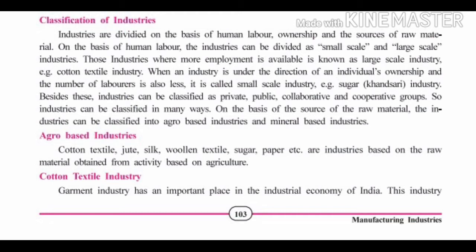Second is on the basis of ownership. Industries can be divided into private sector, public sector, joint sector and cooperative sector. The industries belonging to Ambani, Tata, Birla, Bajaj, these groups are of the private sector. The iron industry of Bhilai and Bharat Heavy Electricals Limited are industries of the public sector. Their ownership and administration is with the government.